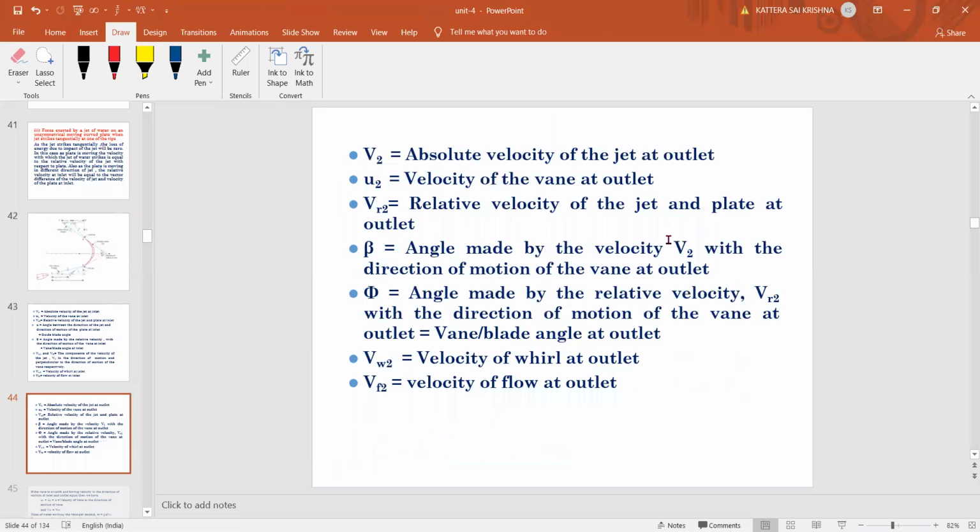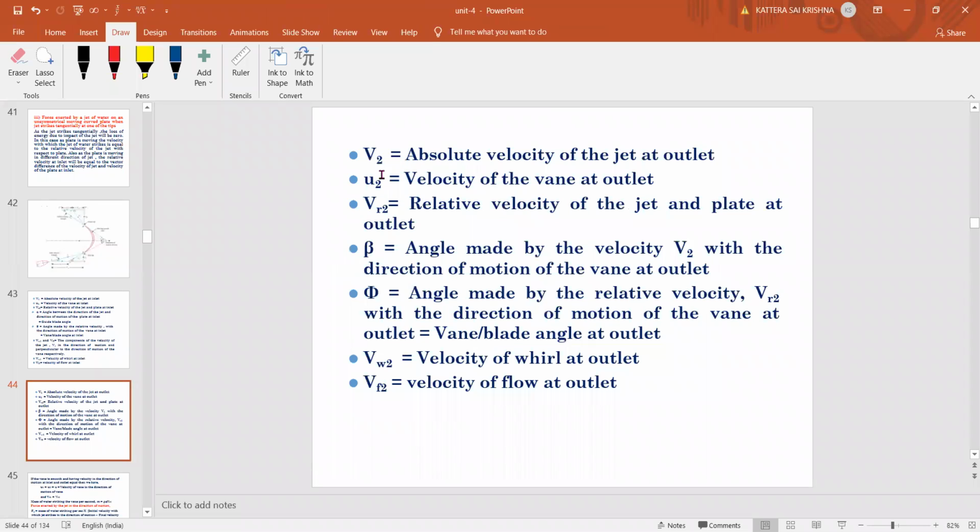Similarly at the outlet, V2 is the absolute velocity or velocity of jet at outlet. U2 is the velocity of the vane at outlet. VR2 is the relative velocity of the jet and plate at outlet. Relative velocity is the difference of velocities of jet and plate. Beta is the angle made by the velocity V2 with the direction of motion of the vane at outlet, which is also called the guide blade angle at outlet.